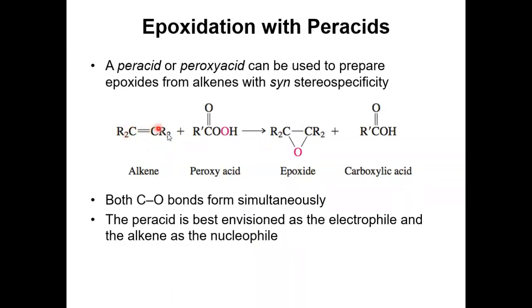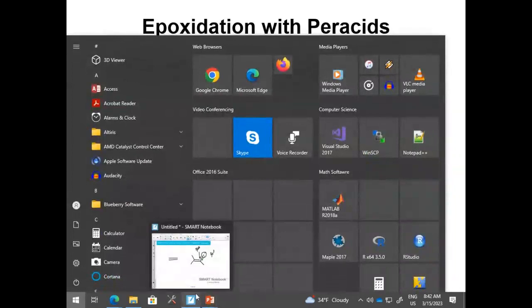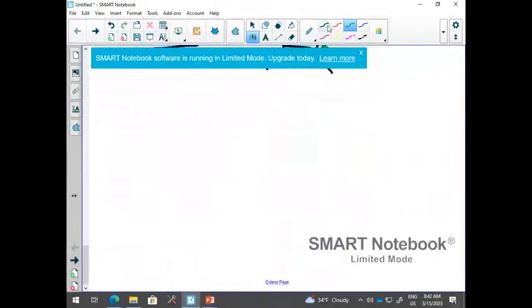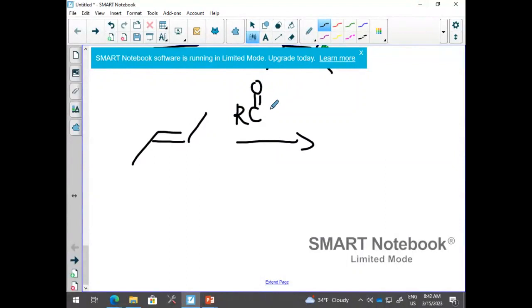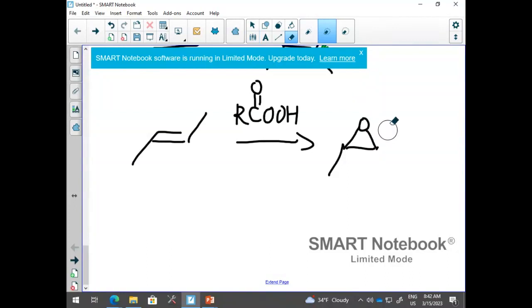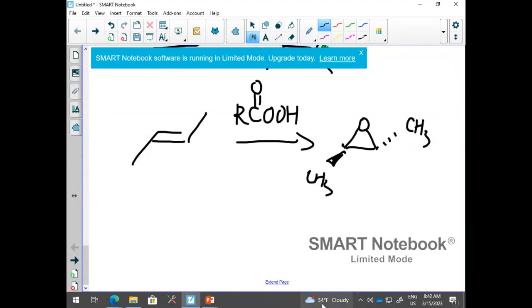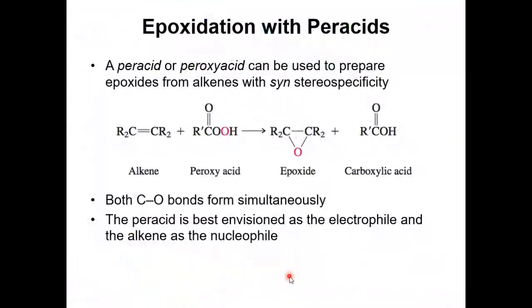So this is a single-step reaction, syn addition. So what does it mean, syn addition? It means that two C-O bonds form at the same time, so bond rotation will not be possible. So if you have a trans alkene, you will get the trans epoxide. Something like that. Okay? This is called syn addition, trans epoxide. If it's a cis alkene, you get a cis epoxide.